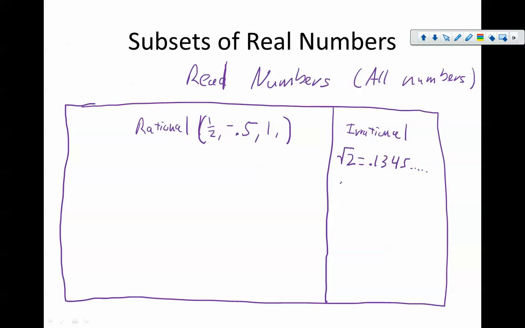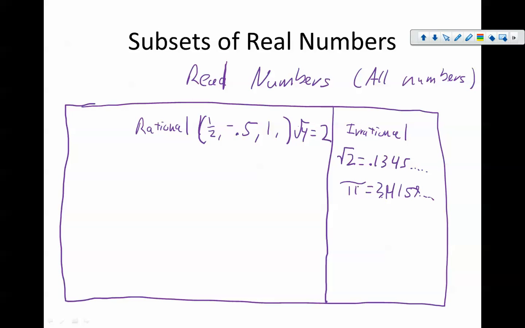So the square root of 2 is irrational, pi is irrational, 3.14159 dot dot dot. These are numbers where the decimal doesn't end, so they're irrational. The square root of 4, however, goes over here in the rationals because the square root of 4 is 2. So we split the real numbers into rationals and irrationals.